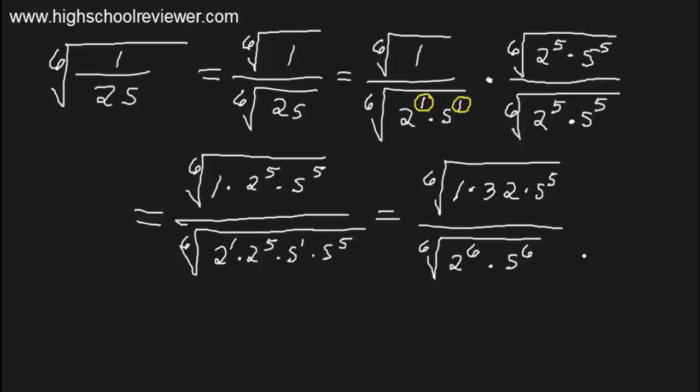Okay, so simplifying, this will be the 6th root. So 1 times 32, that will be 32 s raised to 5, all over the 6th root of 2 raised to 6 is 2, and the 6th root of s raised to 6 is s. So therefore, the 6th root of 32 times s raised to 5 all over 2s is our final answer.